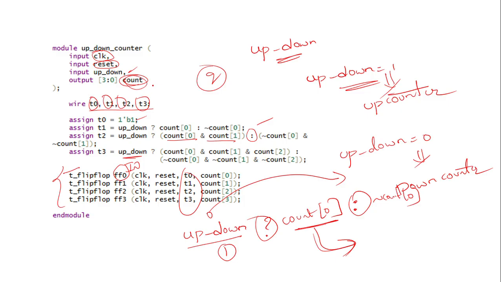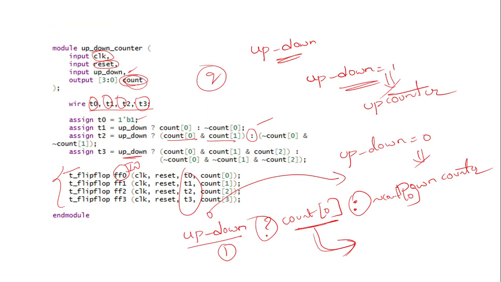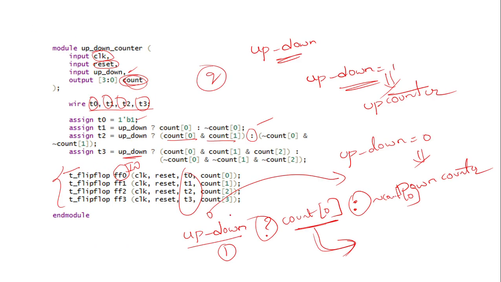So no need to be confused about q and count. Both are the same, meaning both are outputs. In the up counter I use q, and in the up down counter I use count. I am talking about this q and count, not about the T flip-flop's q. So like that we are going to connect these four.